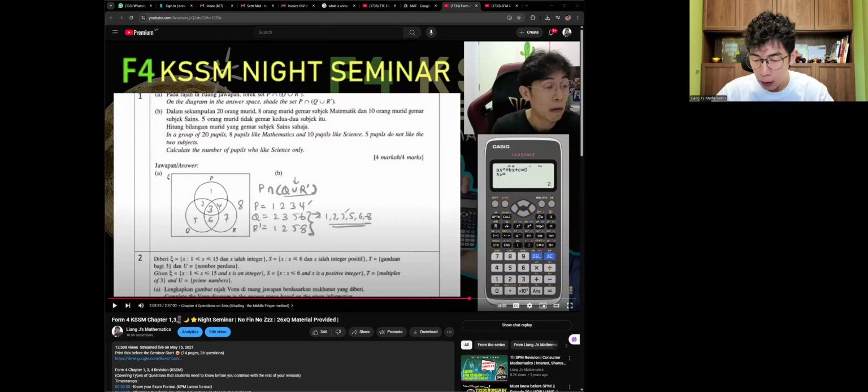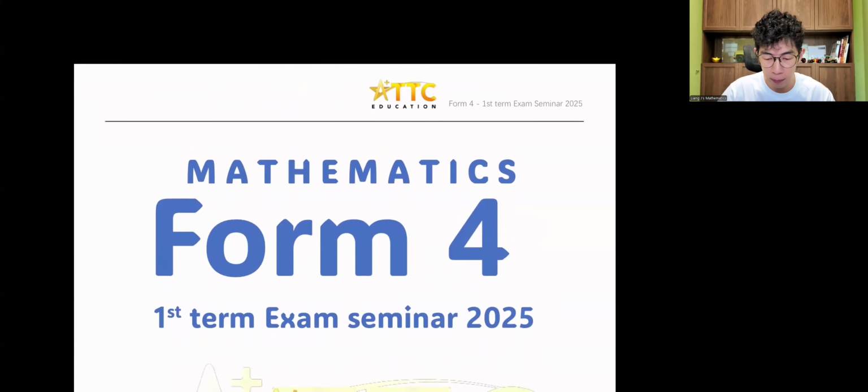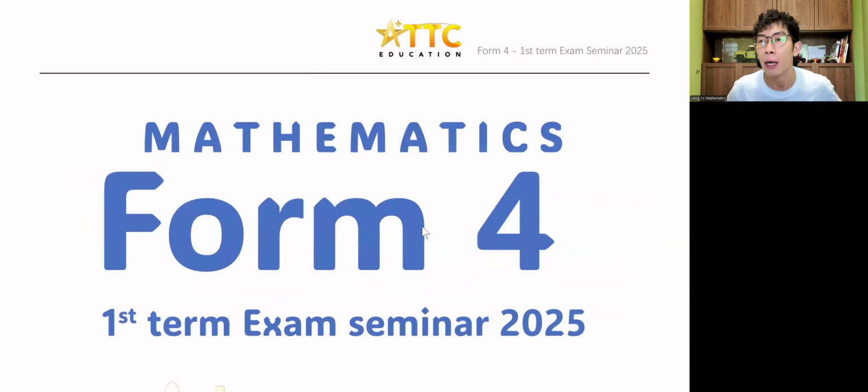Now, as for our Form 3 that we're going to focus on, look at your seminar booklet, everyone. Your seminar booklet, Form 4 seminar. I'll be focusing on Form 3 like what I mentioned. I will go as fast as possible. The more questions I try with you, the more you will see how it differs from your actual Form 1 to 3.